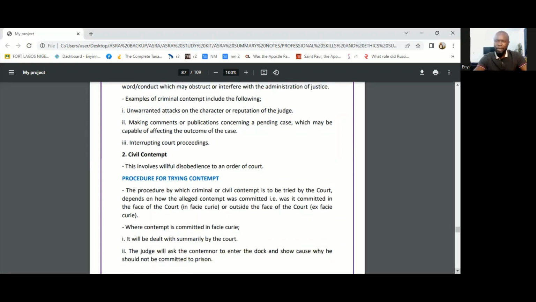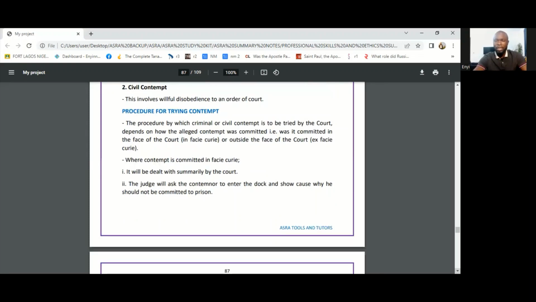Now, what you should understand is that contempt, whether it's criminal or civil, may be in facie curi or ex facie curi. Now, when we talk about contempt in facie curi, what that means is that contempt is done in the face of the court, while contempt ex facie curi is contempt that is done outside the court. All right. Now you see that the way contempt is tried depends on whether it was done in facie curi or ex facie curi. So that's in the face of the court or outside the court.